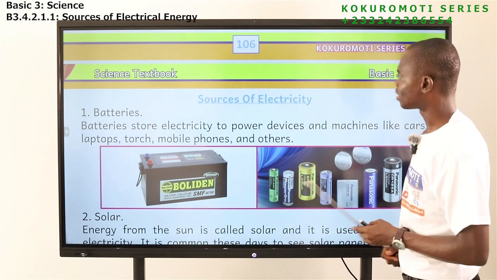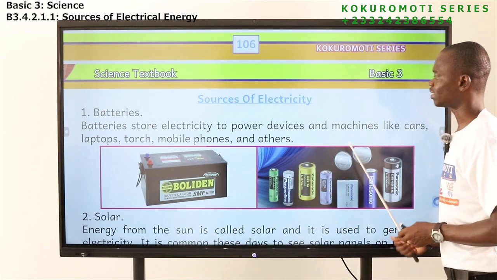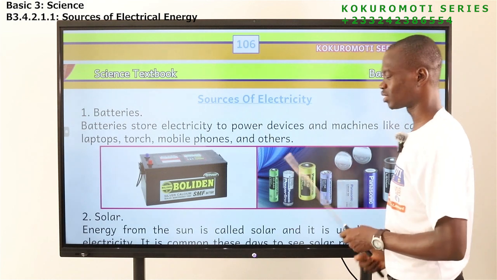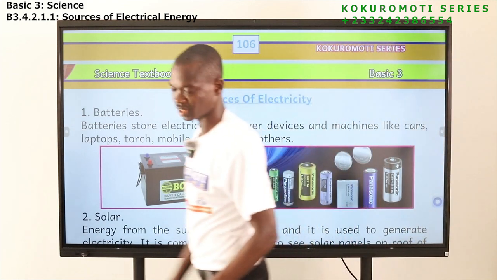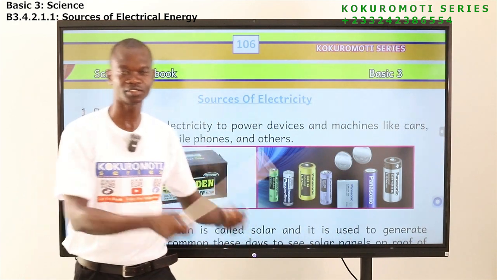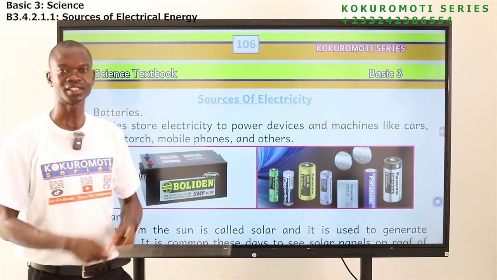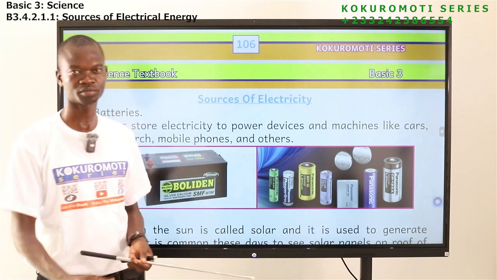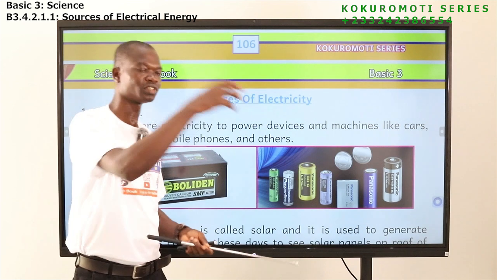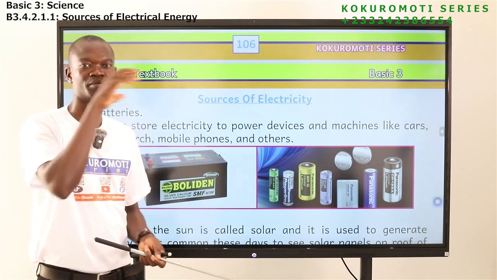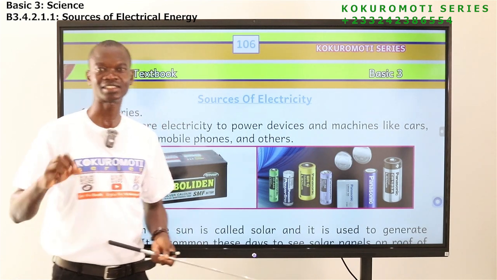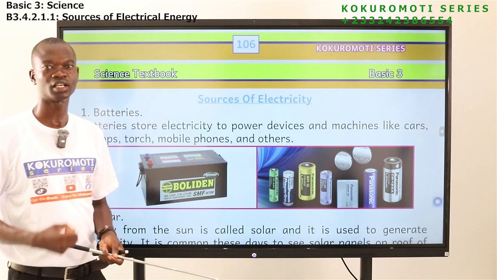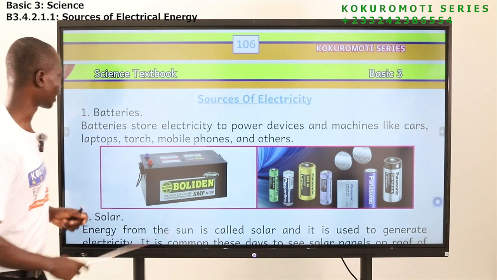Now we are going to look at sources of electricity. Anytime you hear about sources of electricity, it means where we get electricity from, where we get electric power from. It's not the time that we rely only on the dams. There are other things that are able to give us electricity. So we are going to look at them.